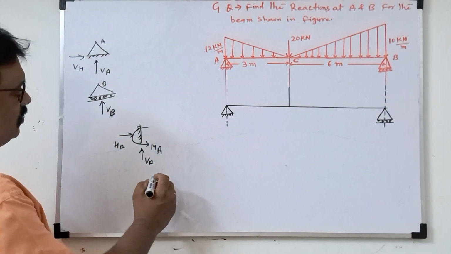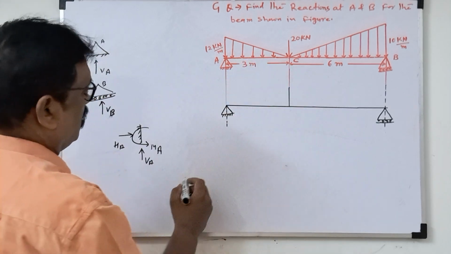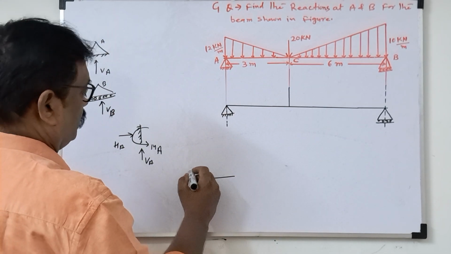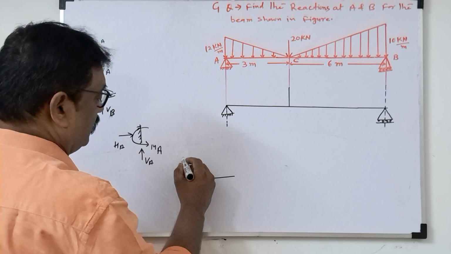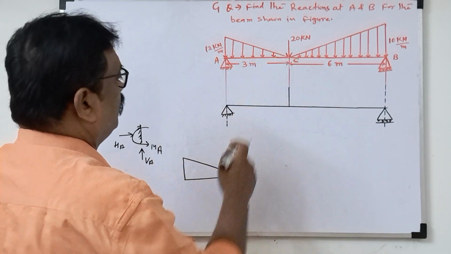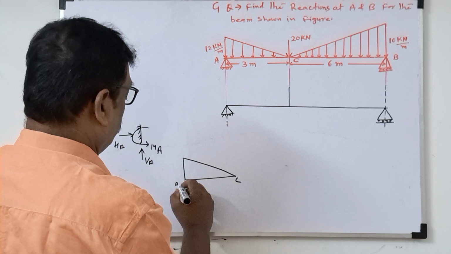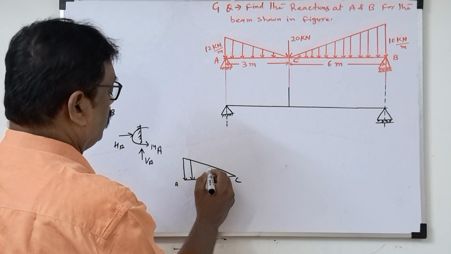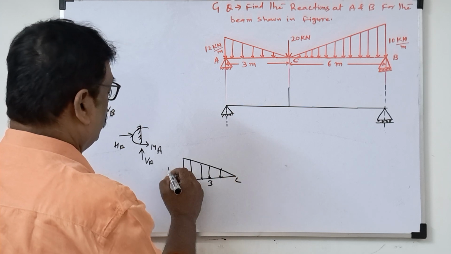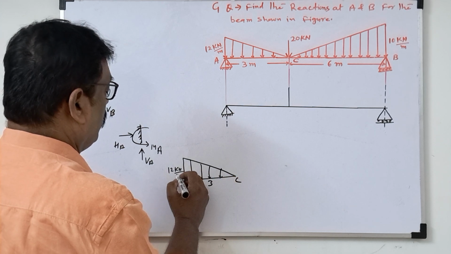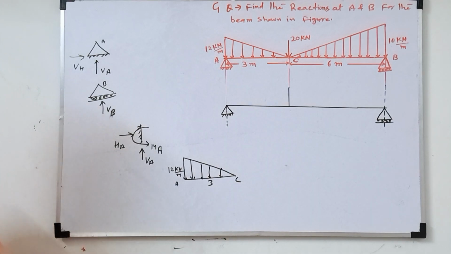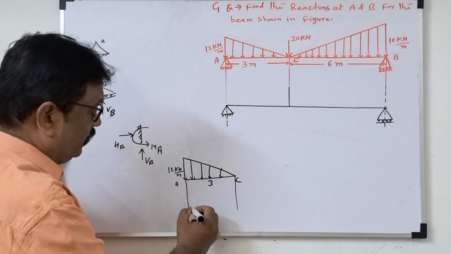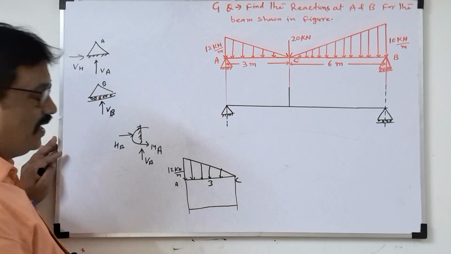Now UVL. How will we draw the load diagram for the UVL? You see here, suppose the diagram will be like this. Now this is A to C, which they have given as 3 meter, and this UVL they have given as 12 kilonewton per meter. If we draw the load diagram, we will convert it into a point load.